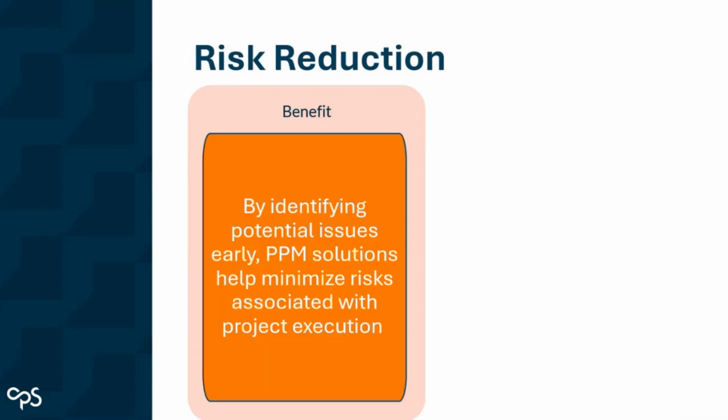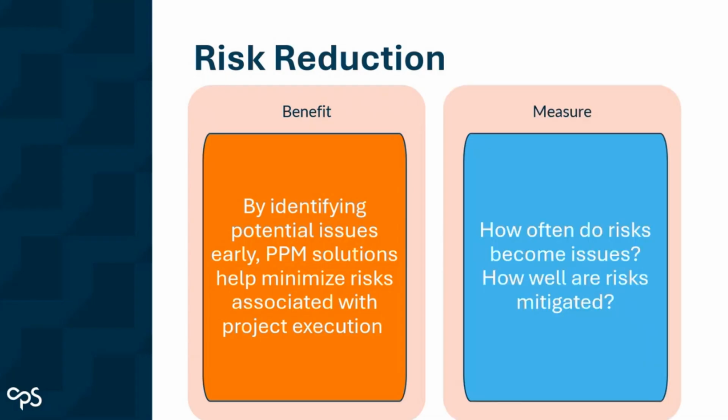Risk reduction. Not specifically about risk management, but more about how we minimize the risks associated with project execution. So if you don't have a PPM solution and you are not planning for things to go wrong, you're going to be hit with issues out of nowhere. So do we currently know how often risks become issues? How often things that we've recorded as risks become issues? Or how often issues just appear out of the blue?